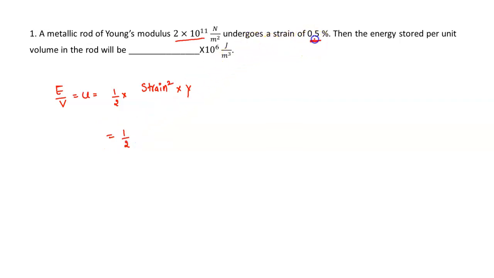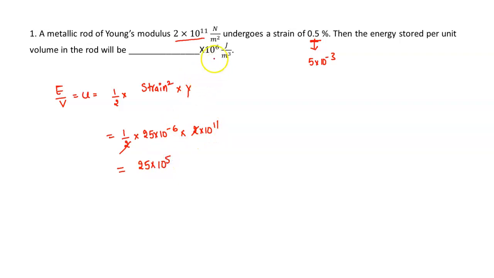Here strain is given in percentage. To convert it into numerical value, multiply it with 0.01. So this will become 5 into 10 power minus 3. 5 into 10 power minus 3 square, that will be 25 into 10 power minus 6. Young's modulus value is given as 2 into 10 power 11. So here cancel out this 2. This will be equal to 25 into 10 power minus 6 plus 11, that is 10 power 5.